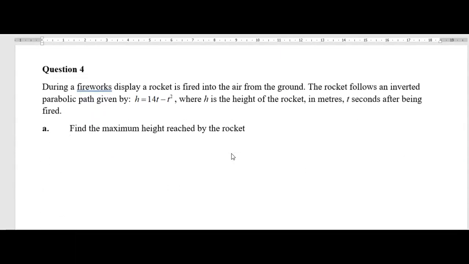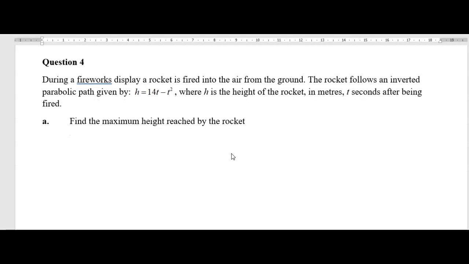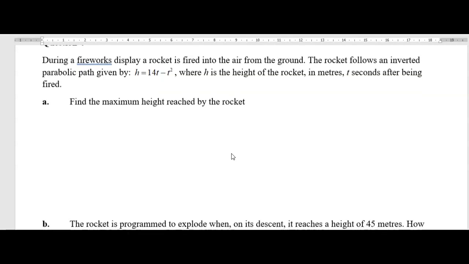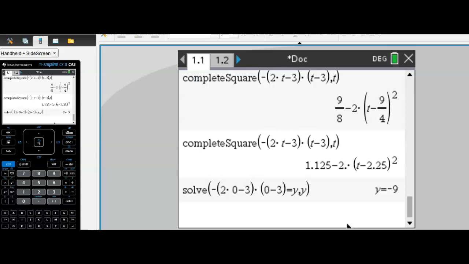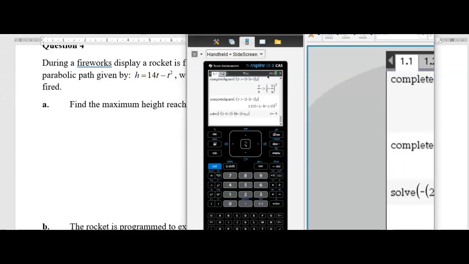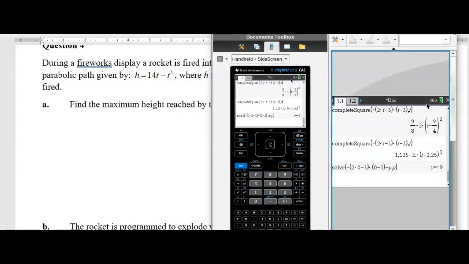Oh my gosh, another question. During a fireworks display, a rocket is fired into the air from the ground. The rocket follows an inverted parabolic path, where h is the height of the rocket in meters, t seconds after being fired. Find the maximum height. Okay, so it's in expanded form. So if we're finding the maximum height, let's just use our calculator. And I might make it smaller so I can actually see the equation.